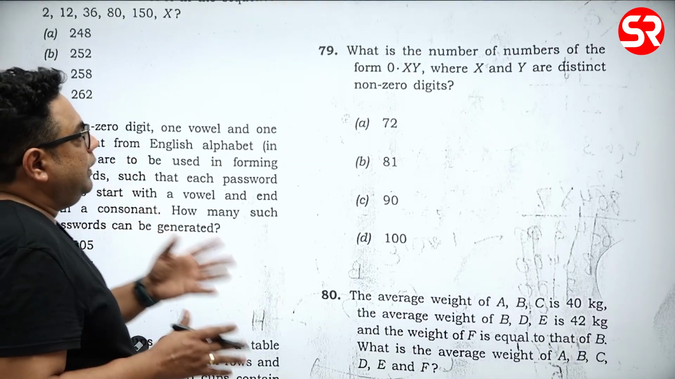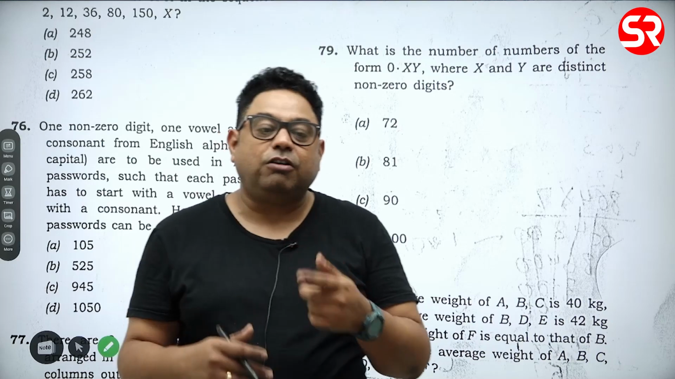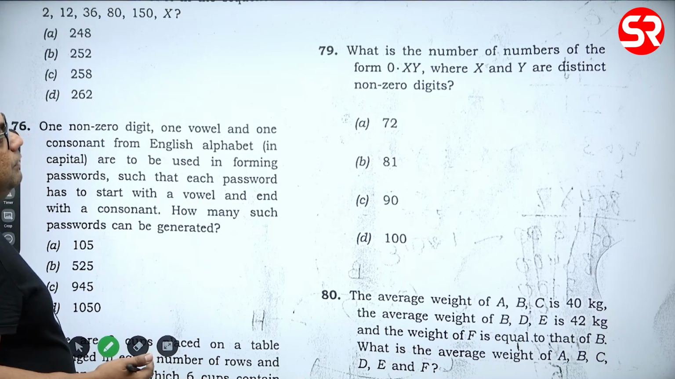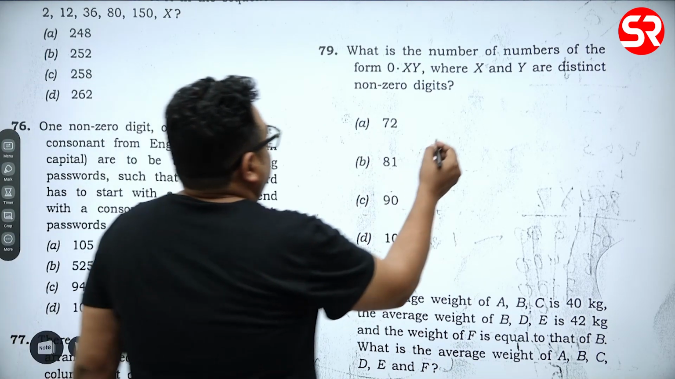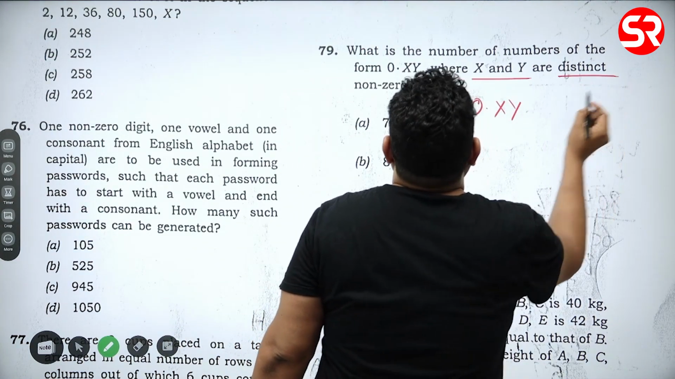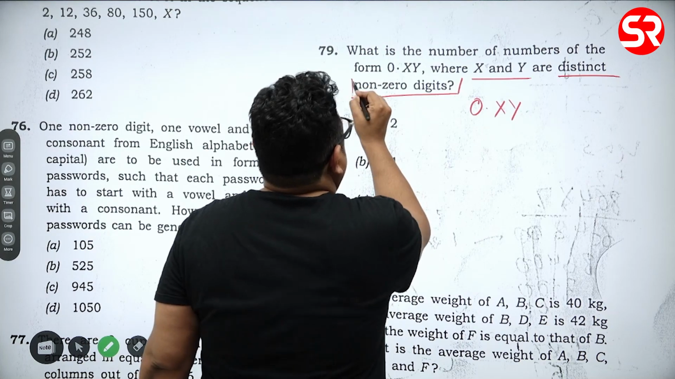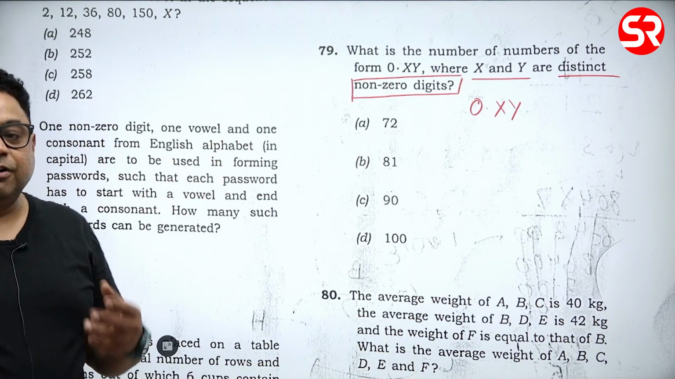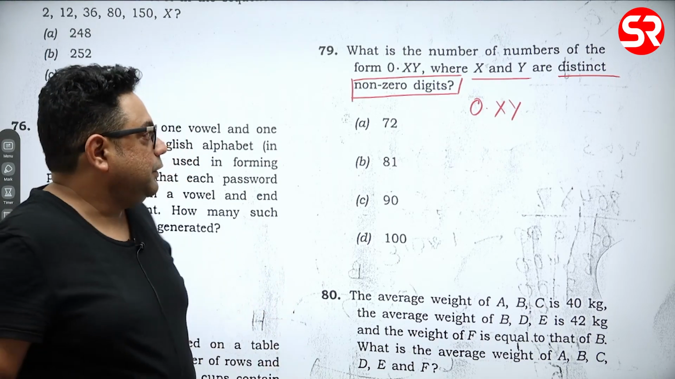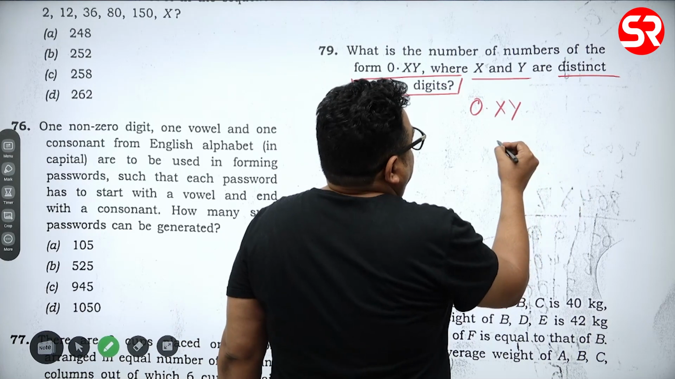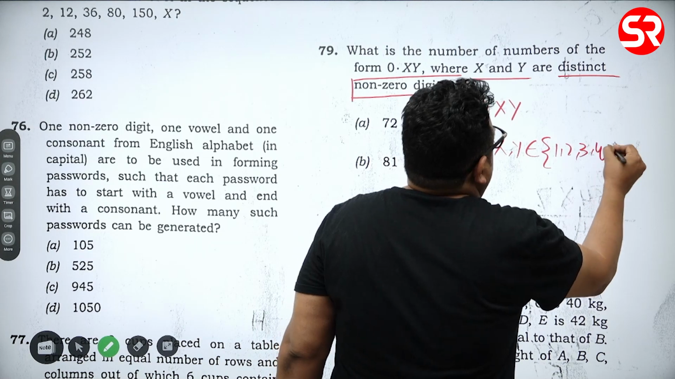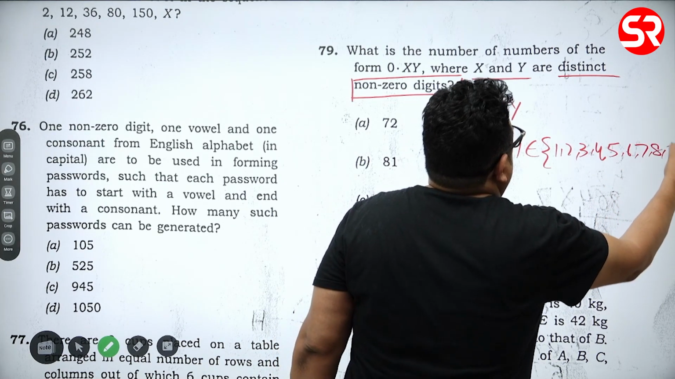He says what is the number of numbers? He's asking about how many numbers, right? So what is the number of numbers of the form 0.xy, where x and y are distinct non-zero digits? Distinct and non-zero. Distinct means not repetitive. Non-zero means x and y should belong to 1, 2, 3, 4, 5, 6, 7, 8 and 9, isn't it?